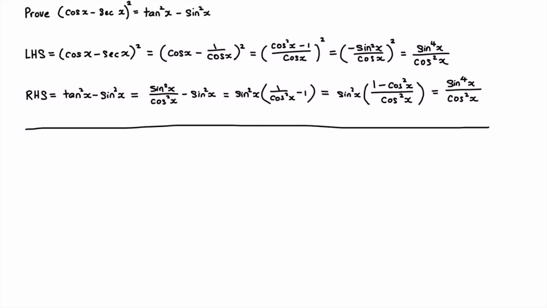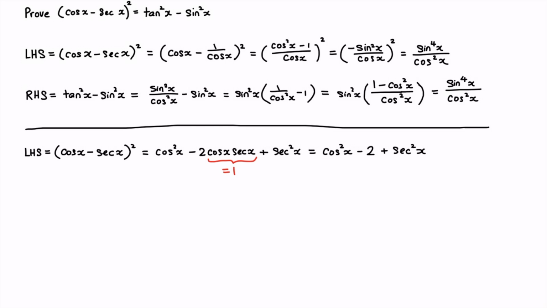There is also another way we can prove this identity. We can start from the left-hand side and notice that it is a square, so we can expand it out. Note that secant x is 1 over cos x, so the middle term, cos x times secant x, is actually equal to 1. And so therefore we have cos square x minus 2 plus secant square x.